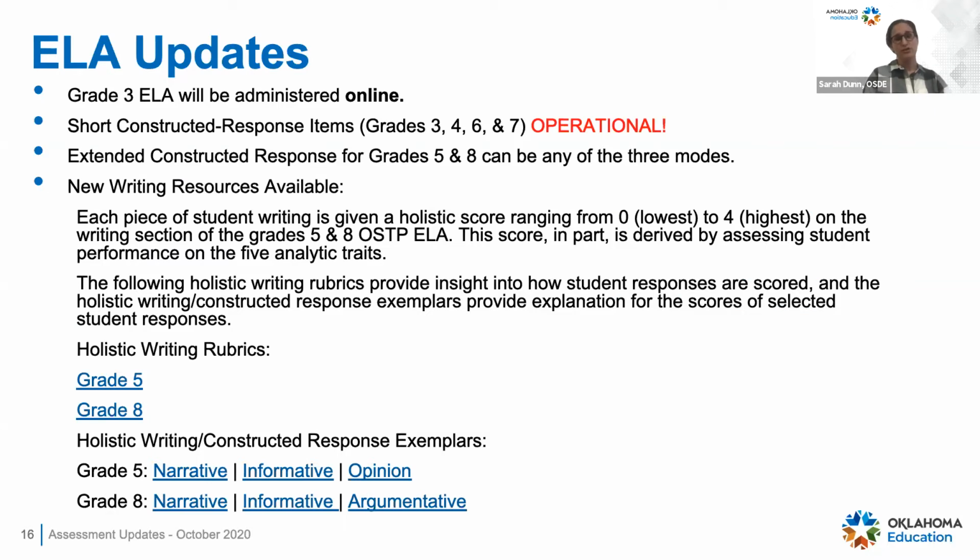We also have our short constructed response items for grades 3, 4, 6, and 7. Those were field tested in 2019 and we got the data back on them. So now they will be operational, which means that they will count towards the student's score. And the short constructed response items are the short answer items. We also have the extended constructed response for grades 5 and 8. That's the essay, the writing prompts, ECR, and one of the updates when it comes to the essays is that they can be any of the 3 modes that are listed in our Oklahoma academic standards.